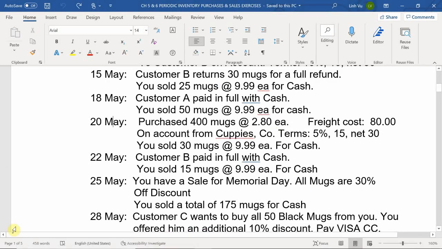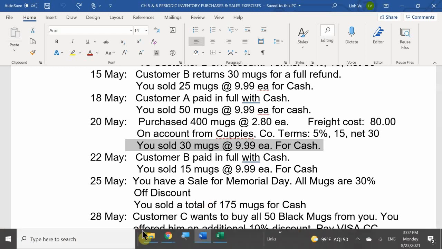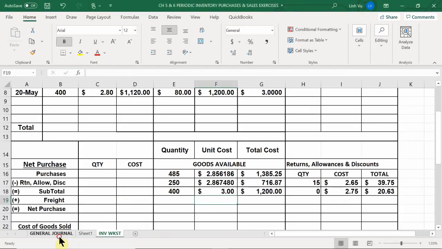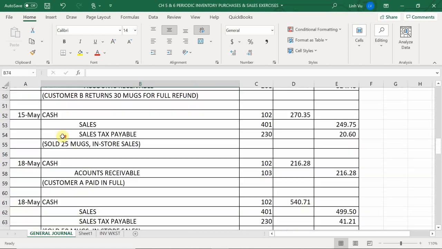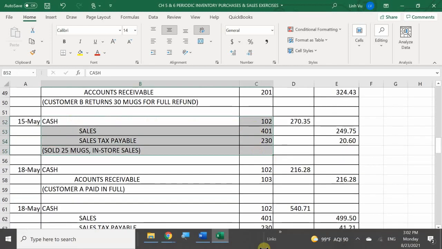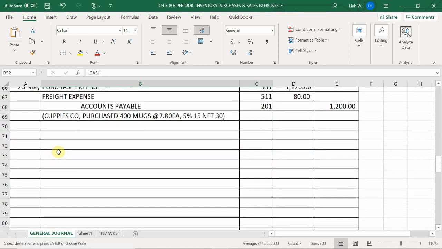So then let's see what happened. We end up selling 30 mugs for $9.99 for cash that same day. Okay. So how am I going to journalize this? How are we going to journalize that we sold 30 mugs for $9.99 for cash? Cash. Yep, so we're going to go ahead and do a cash. Sales. Good. Sales taxes. Good.